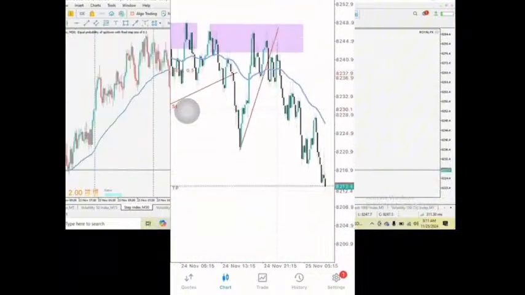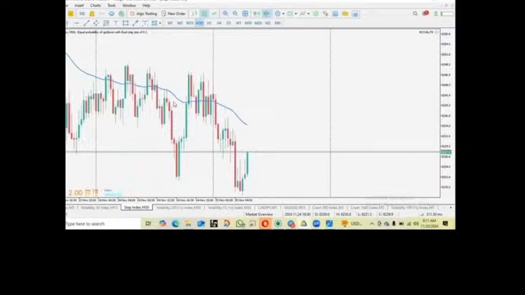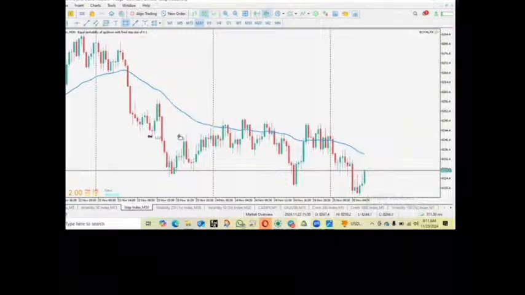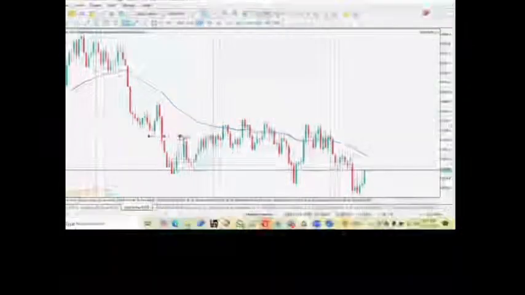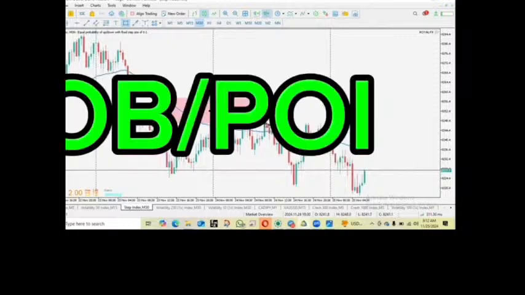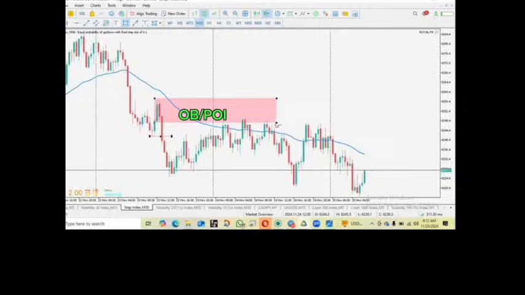So we are here on my system, and this is a step index chart, which I took the trade on as I explained earlier. So here, price was trending downwards, and we got a break of structure right here. We got a break of structure, and then this is my point of interest. I use the order block as my point of interest. So, my order block, my point of interest.